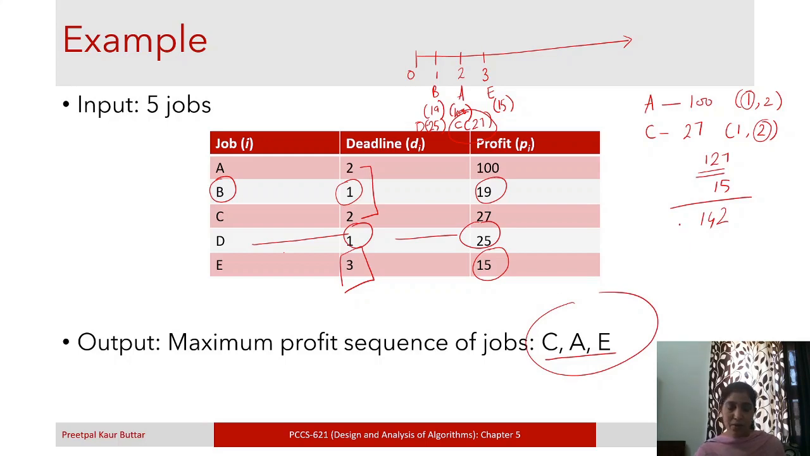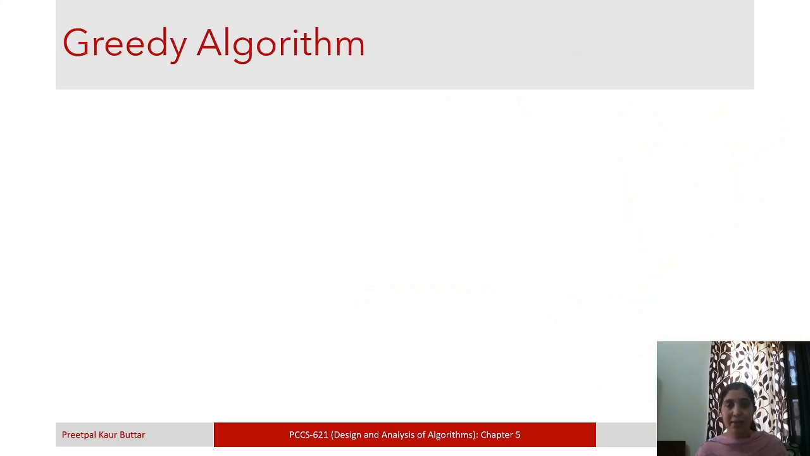In this example I used the sequence ACE, and it is saying that you pick up the jobs in the sequence CAE. So how does this sequence come? Although the profit is the same, whether you pick up A before C or A after C, the job sequencing problem has a particular algorithm, which we will discuss shortly, which will output these jobs in this particular sequence. So now let us look at the algorithm.